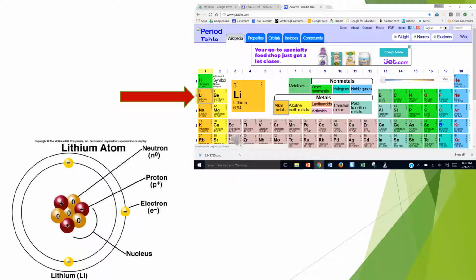Notice that the 3 protons in the nucleus of a lithium atom correspond to the 3, which is the number above the symbol for the element. That's a very important property of an atom of an element, and it's called the atomic number. And so we can learn that right now.